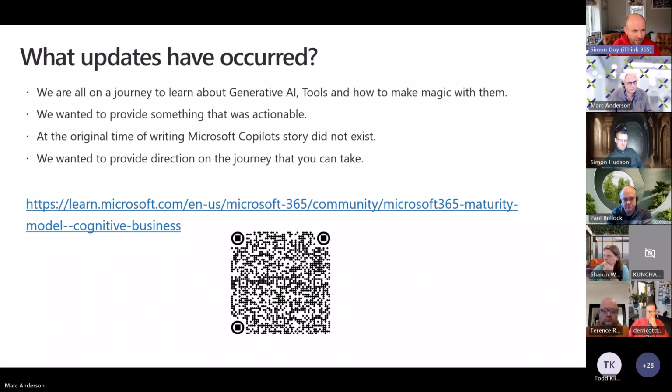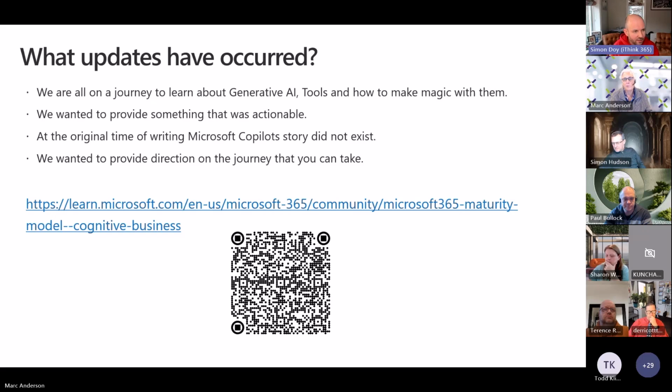Most of these updates have been published now to the articles. I know we've got a couple more in the GitHub pipeline, so we're just sorting out a few tweaks. But what we wanted to do really was talk about how we're all on this journey to learn about generative AI and all these tools, but how we can make magic with them. That's what we wanted to start trying to help ourselves and also help all of you, and work together so we can all learn together.